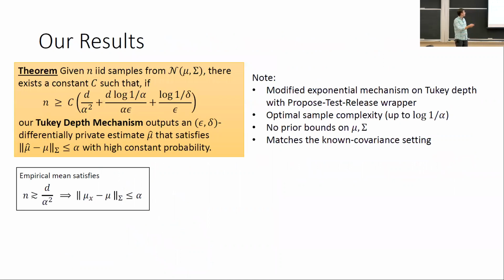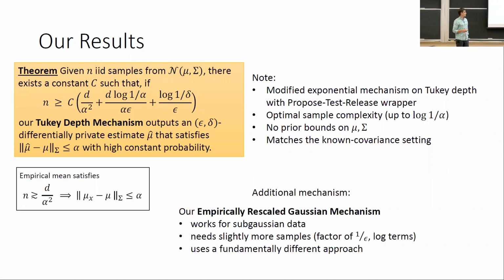Okay, so in pretty much full formality, here is one of our estimators, which is based on the Tukey depth. Given n IID samples, if n is greater than d over alpha squared plus these two other terms, we hit our Mahalanobis guarantee with high probability. This algorithm uses the exponential mechanism on Tukey depth with some very basic and fundamental modifications that I won't be able to get into today. It hits the optimal sample complexity up to one log factor and requires no prior information, and actually matches the sample complexity for the known covariance. Even if I tell you the covariance exactly, this is the best you can do.